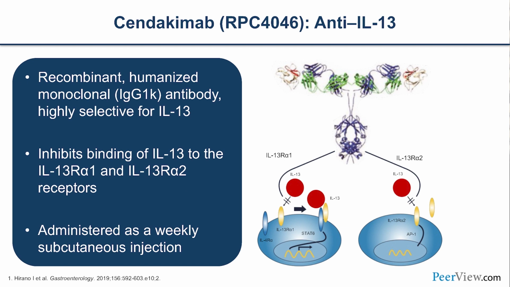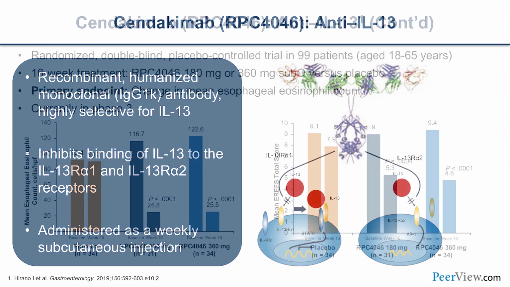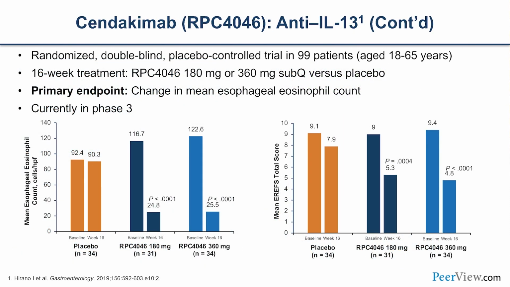This is administered as a weekly subcutaneous injection. Now we have data for this medication, Cendakimab, in a phase 2 study. This was a randomized double-blind placebo-controlled trial in 99 patients aged 18 to 65. They underwent 16 weeks of treatment, with either a lower dose, 180 milligrams, or a higher dose, 360 milligrams, of Cendakimab versus placebo. And the primary endpoint was the change in the mean esophageal eosinophil count.